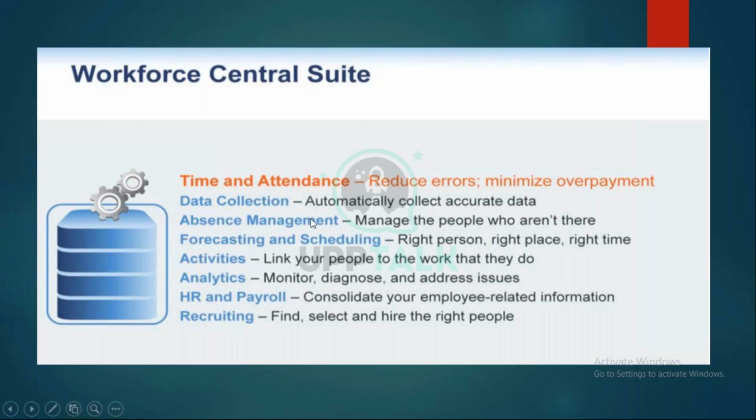Okay, I'm sorry. The next is absence management. We just saw this. Forecasting and scheduling. Forecasting is going to predict how much labor, or how many employees, you need to do this job based on your previous trends. Activities is related to something called bidding, like you can bid for a job in your company, an open shift or a schedule.